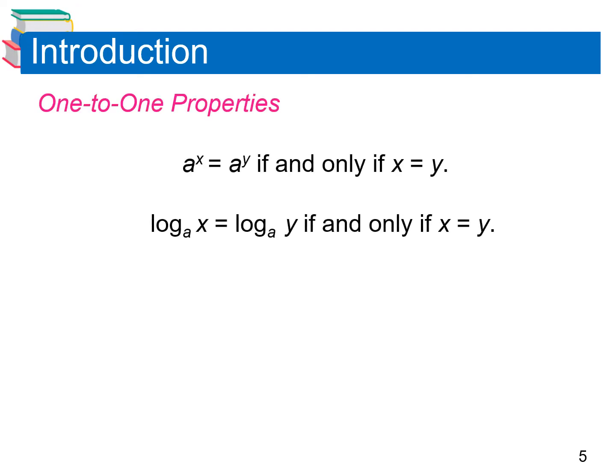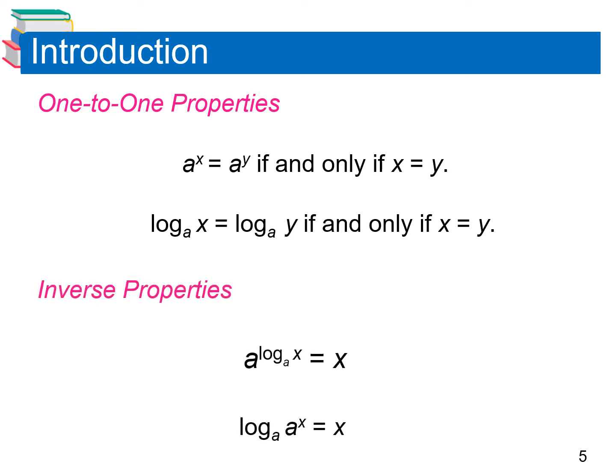One-to-one properties, meaning if we have a raised to x equals a raised to y, if and only if x equals y. Then we also have log x to the base a equals log y to the base a, if and only if x equals y. For the inverse properties, we have a raised to log x to the base a equals x. And then we have log a to the x to the base a equals x. So we have one-to-one properties and inverse properties.